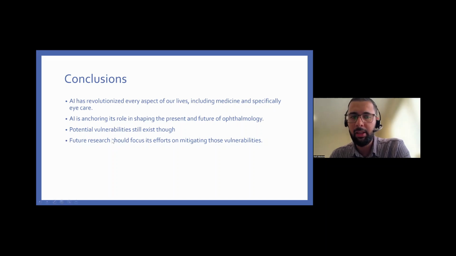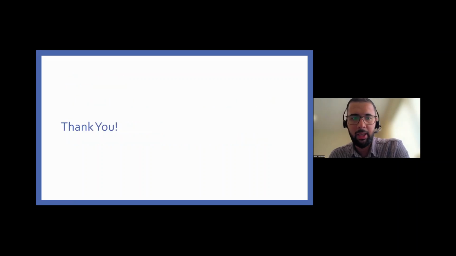So in conclusion, AI has revolutionized every aspect of our lives, medicine specifically and ophthalmology as well. There are potential vulnerabilities, however, that still exist. We've discussed them earlier, so future research should focus on efforts to mitigate those vulnerabilities.